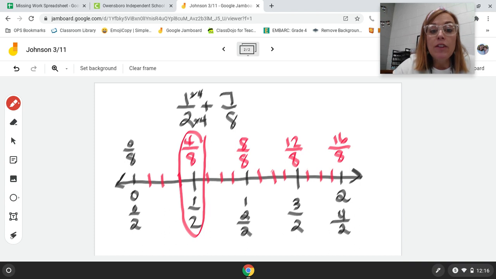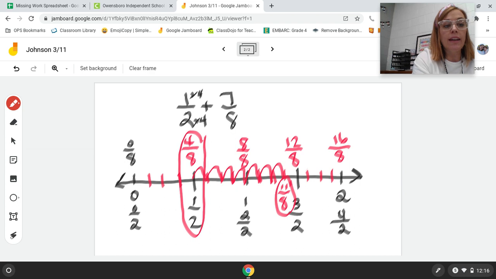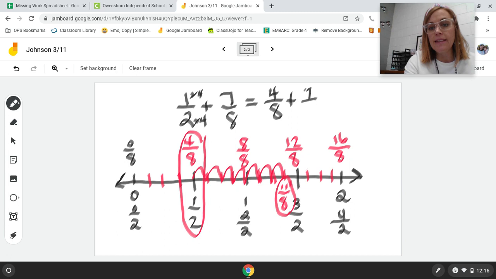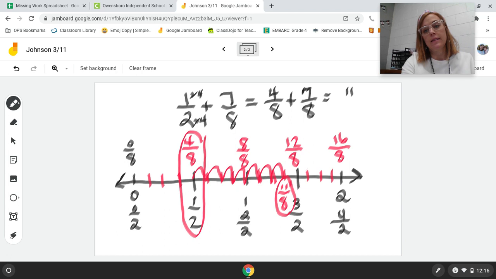If I wanted to add 7 more 8ths, I would simply jump 1, 2, 3, 4, 5, 6, 7, and I'm going to land right here, which is at 11/8, okay? Now, let's check it by doing our addition up here. I said 1/2, you can see, is equivalent to 4/8. So now I have 8ths plus 8ths, right? I have 4/8 plus 7/8, and 7 plus 4 is 11/8. So I'm proving it with my number line and solving.